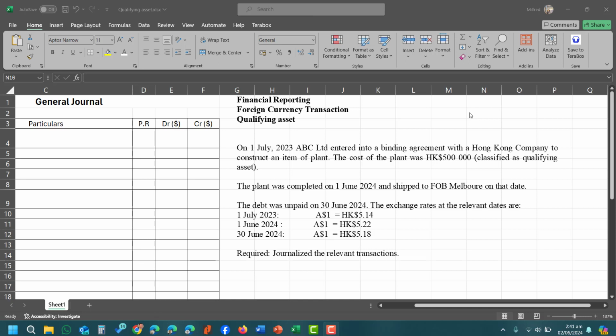And then on 1st June 2024, one Australian dollar is equivalent to 5.22 Hong Kong dollars, and on 30th June, which of course in Australia is the end of the financial year, one Australian dollar is 5.18 Hong Kong dollars. So we are required to journalize the transaction.